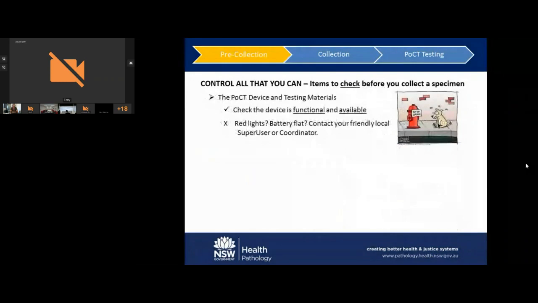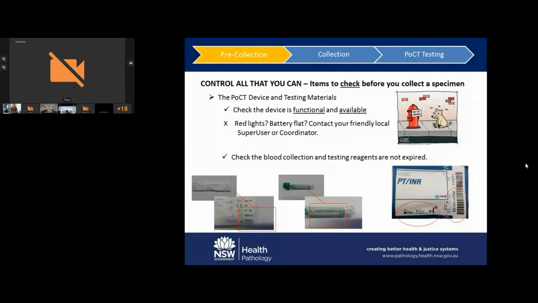The other obvious thing to check before you bleed a patient is that the point of care device is in good working order. In the case of a non-functioning or disabled device, ask your local supervisor or coordinator to check it out ASAP. Also, if there's already a lineup of staff at the machine wielding blood gas syringes, consider holding off on your collection a while so your sample is tested fresh for the best results. It's also a good idea to check that the various testing materials you're going to use have not expired. This includes the syringe or blood tube you are collecting into, as they contain heparin, which has a limited shelf life.